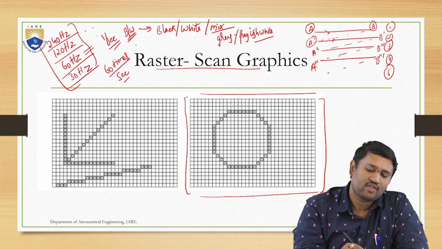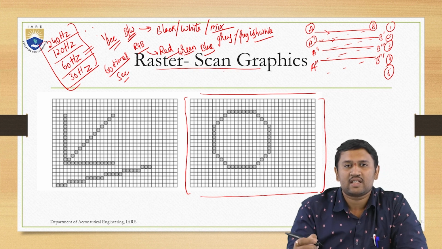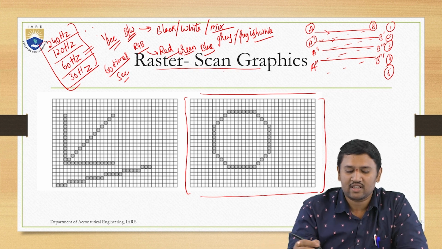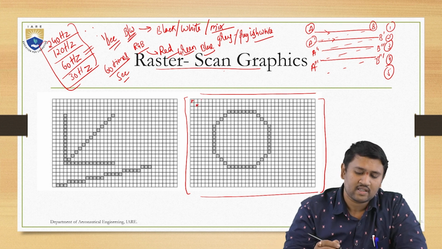In the same way, if you're going for color, which is under the mode of RGB, which stands for red, green, and blue, right? Mixing all three colors at certain proportions and certain intensities will give you the required color density at each pixel, right?